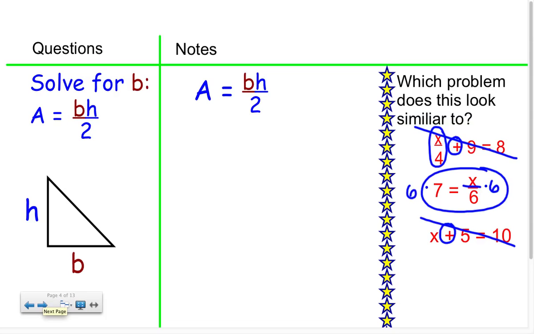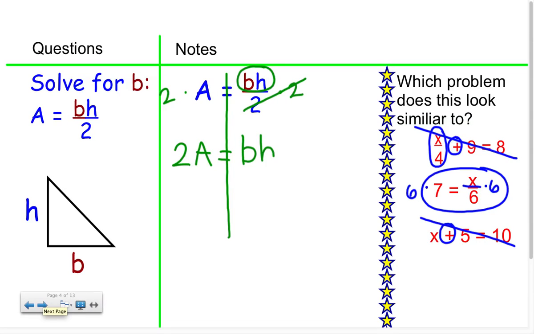Draw our train tracks. If you want to, you can circle your couple now, because it's becoming couple and third wheel. If I want to get rid of the 2, times both sides by 2. So just like we times both sides by 6, we're going to times both sides by 2. So 2 times a is 2a. Those are gone, and I'm left with BH.